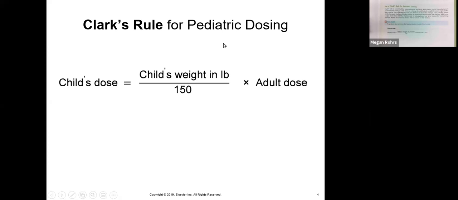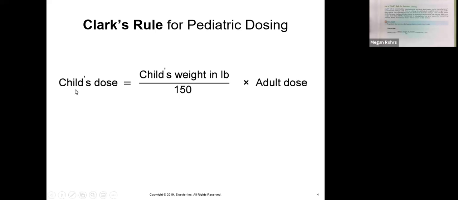Clark's rule is kind of being phased out now. It's really based on the average adult weight of 150 pounds. Now that we see that that's increasing, we're kind of phasing out this rule, but it's important for you to still be aware of this because it still can show up on that certification exam.